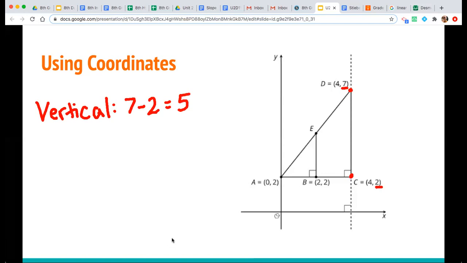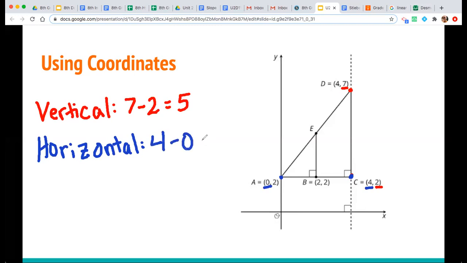Now I'm going to look at the horizontal distance. So that's going from A to C. So my horizontal distance, again, I can't count along a grid, but I can use the coordinates that I have to help me figure out this distance. So I'm going to look at the coordinates of A. The x value tells me where I am along my horizontal axis, my x-axis. So I have 0 and I have 4. And again, I'm going to subtract. So 4 minus 0 gives me 4.